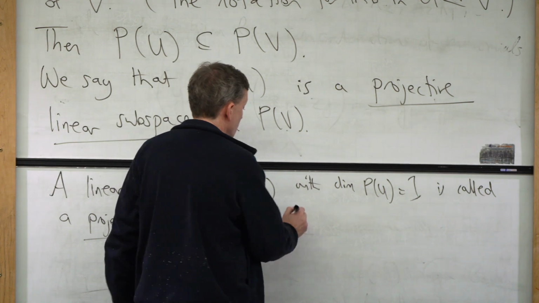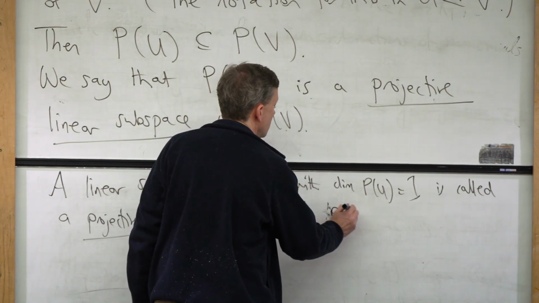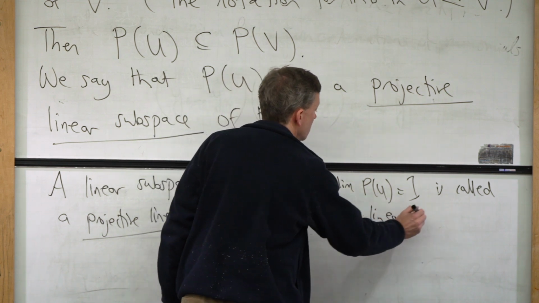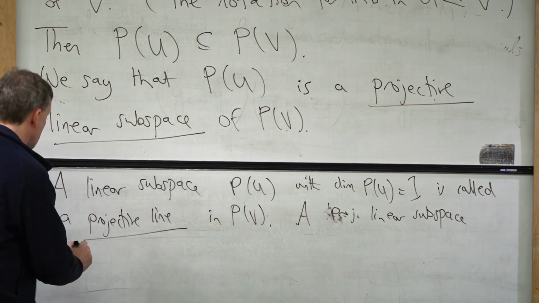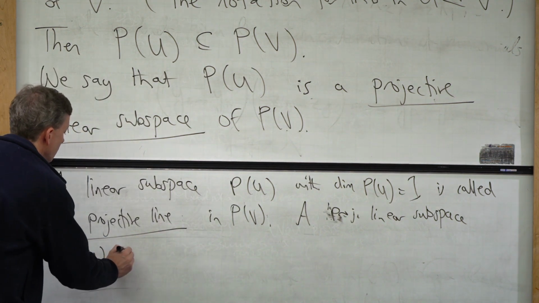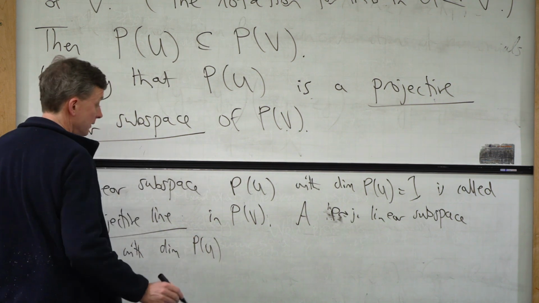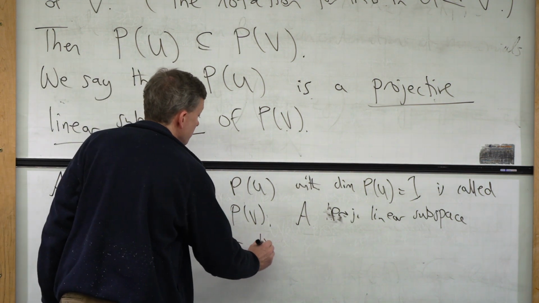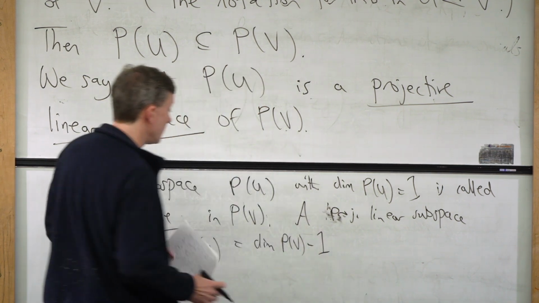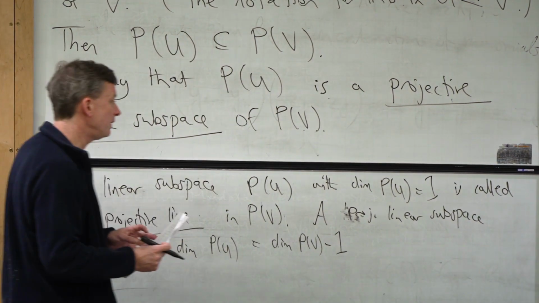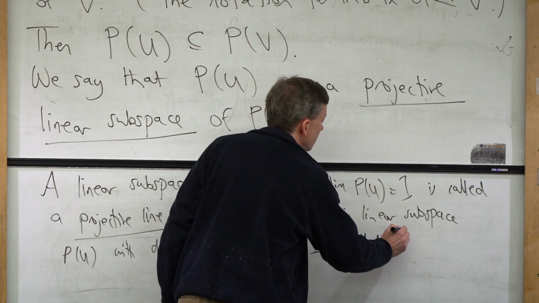And also a projective linear subspace P of U with dimension of P of U equal to dimension of P of V minus 1, so something with dimension 1 less than the whole thing, is called a hyperplane.